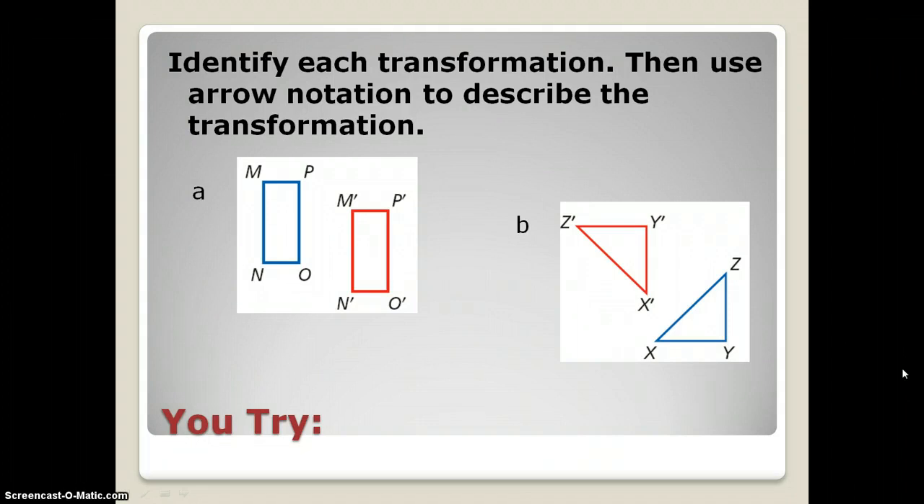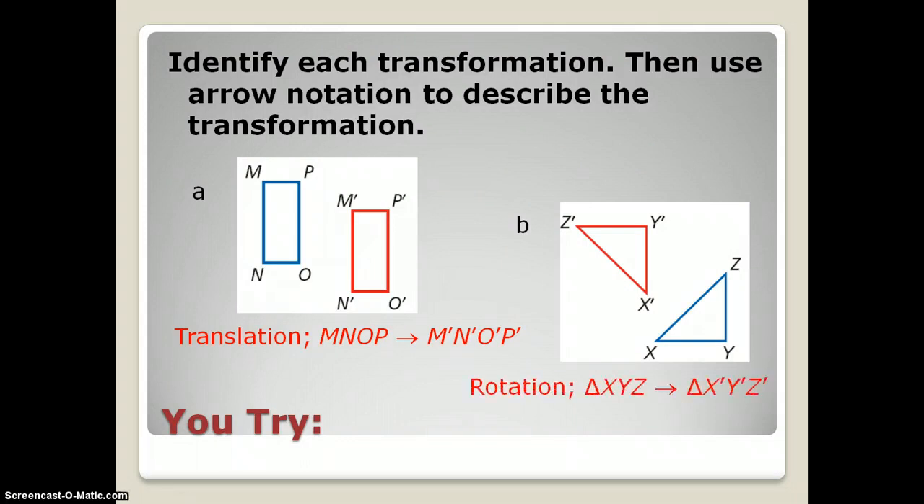Did you say that A was a translation? We have simply moved the rectangle over. What about B? If you said that B is a rotation, you are correct. We have turned this triangle around.